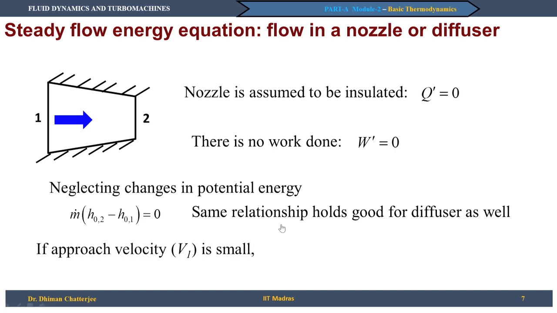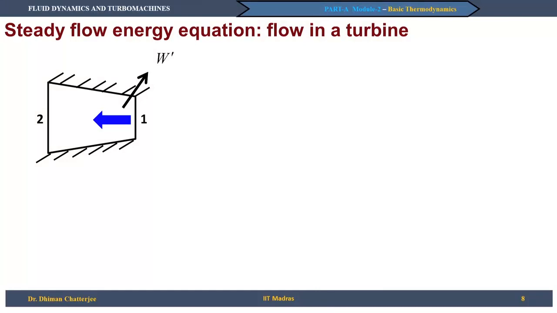If we say that the approach velocity V1 is small, as is often the case, then we can write the changes in static enthalpy and kinetic energy, and we get that V2 is root of 2 times (H1 minus H2). When we discuss turbo machines, particularly steam or gas turbines, we will talk about the role of nozzles and diffusers in much more detail. At that time you should recollect that the change of static enthalpy gives rise to a velocity increase.